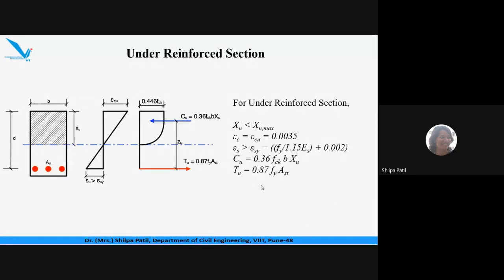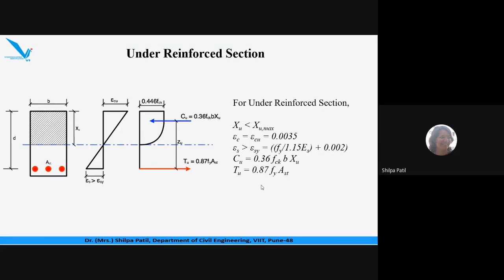xu is less than xu max. This is the criteria based on which we can identify the type of section. If your xu is coming exactly equal to xu max, we call that a balanced section. When xu is less than xu max, we identify the section as under reinforced. And when xu is greater than xu max, we identify the section as over reinforced.